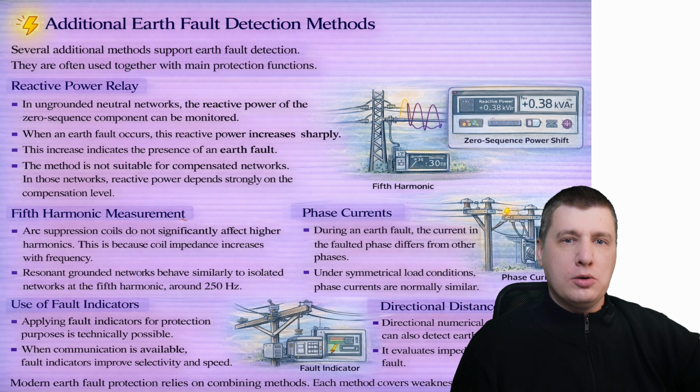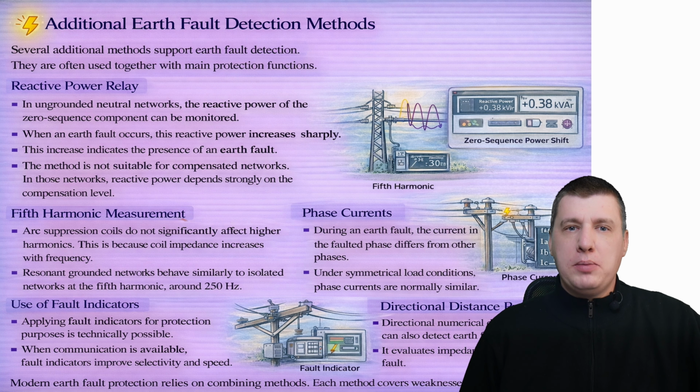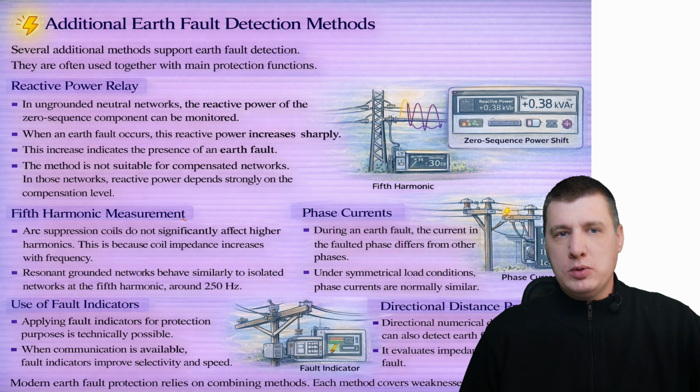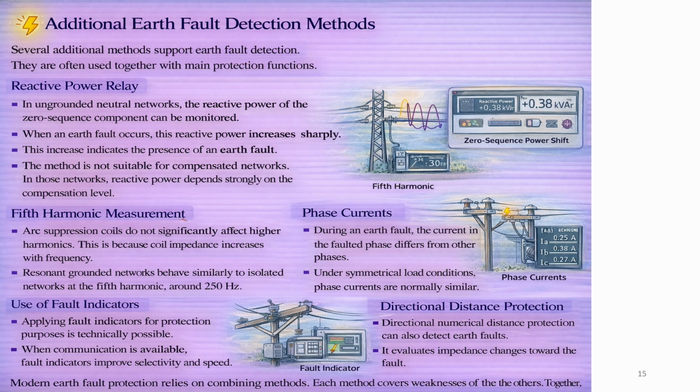During an air fault, the current in the faulted phase differs from the other phases. Under symmetric load condition, phase currents are normally similar. By comparing phase currents, the faulted phase can be identified. This method helps locate the faulty feeder. Applying fault indicators for protection purposes is technically possible, however, it requires reliable communication channels. When communication is available, fault indicators improve selectivity and speed.